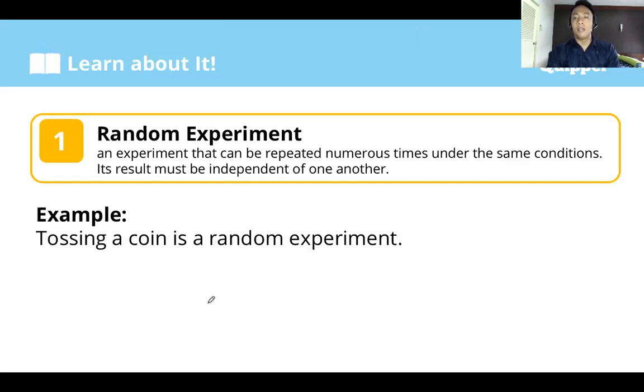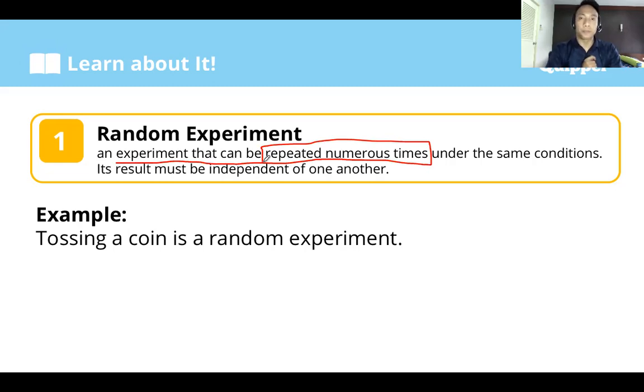Let us first learn about it. Of course, let us define first what is a random variable. A random experiment is an experiment that can be repeated numerous times under the same conditions. So take note for this one: repeated numerous times.